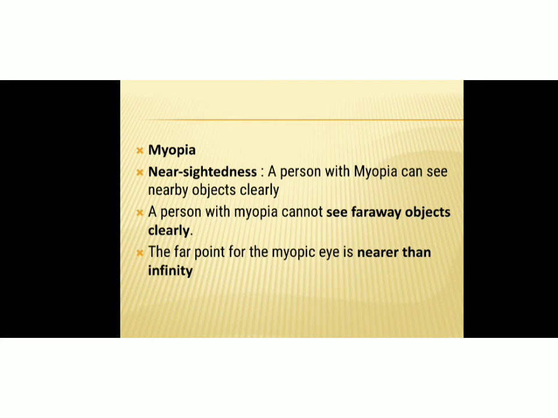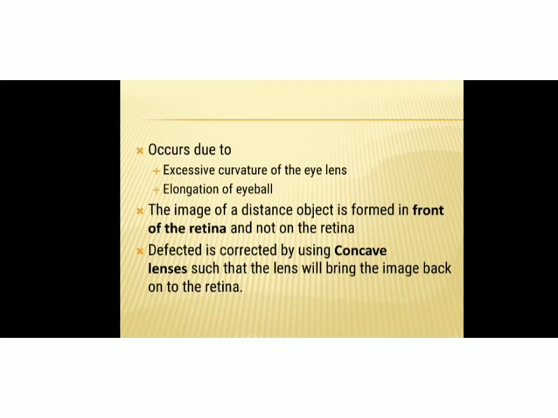And what are the causes for myopia? First one is excessive curvature of eye lens. Second one is elongation of eyeball. These are the two causes of myopia, and it can be corrected by using a concave lens. And in a myopic person, the image is formed in front of the retina, not on the retina. So this is about myopia, and we will discuss about hypermetropia and rest of the defects in the next session.